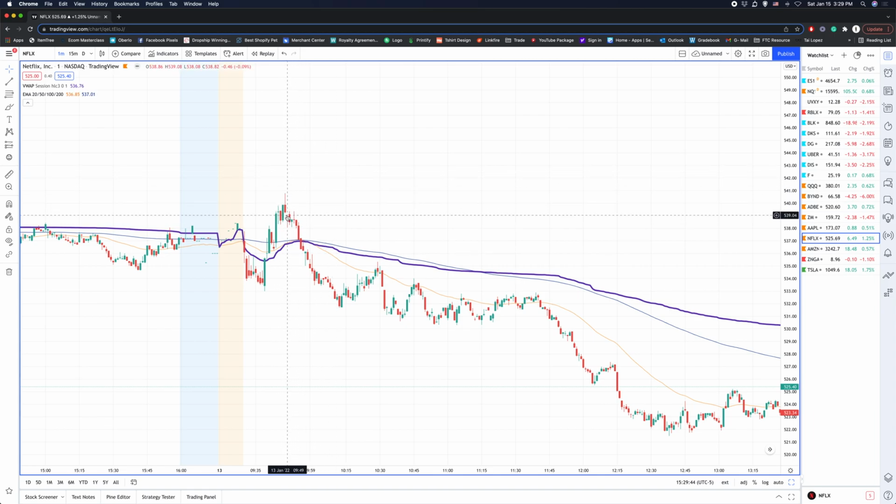Ooh, the sellers, the buyers are in charge. You don't want to buy up here. You want to wait for a VWAP break. That means it's reversing. The sellers are forcing it, pushing it down, going against the buyers.